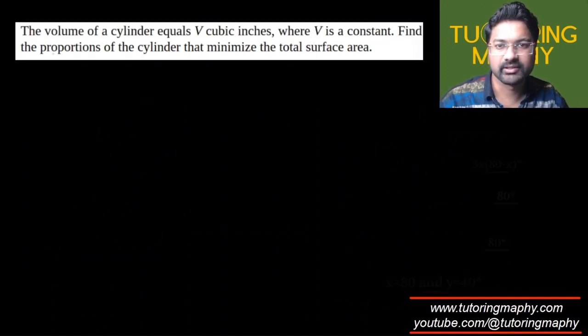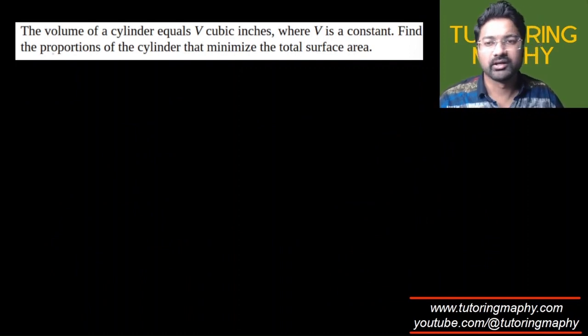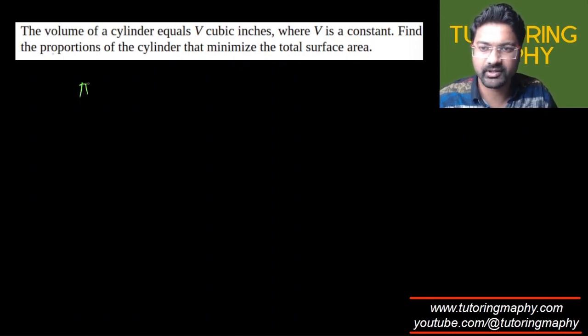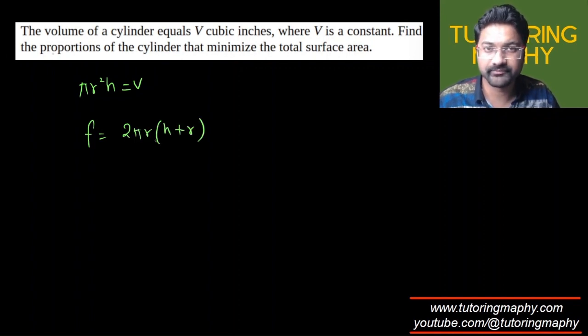Hope this makes sense. The next question which we have over here is related to volume. It says that the volume of the cylinder equals V. So that's a condition, right? What is the volume of the cylinder, by the way? Pi r squared h, that is equal to V. And they are asking what proportion of the cylinder will minimize the total surface area. So we've got to optimize the total surface area, and the total surface area function is given by 2 pi r h plus 2 pi r squared. I need to minimize that.